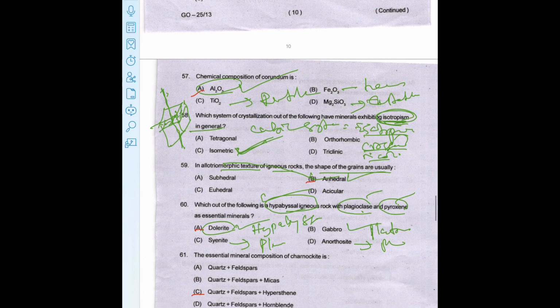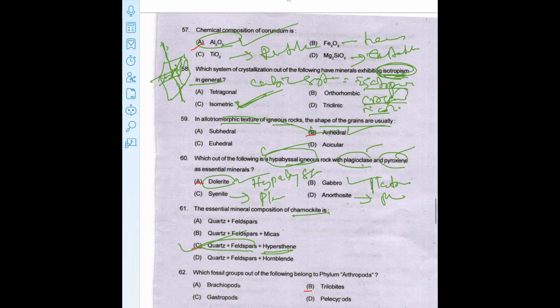The essential mineral composition of charnockite. Charnockite is hypersthene-bearing granite. Otherwise, charnockite is called hypersthene-bearing granite. So quartz and feldspar is granitic, then hypersthene. So it is hypersthene-bearing granite.